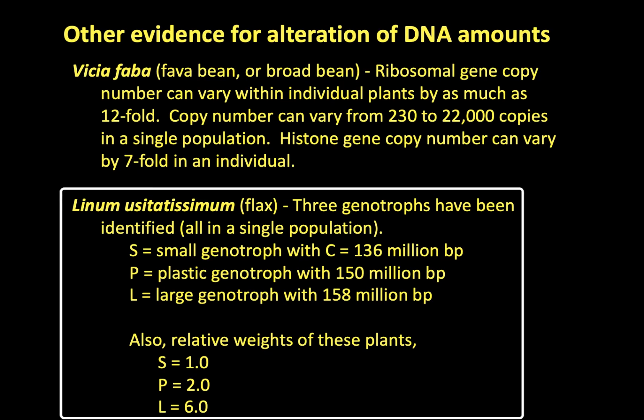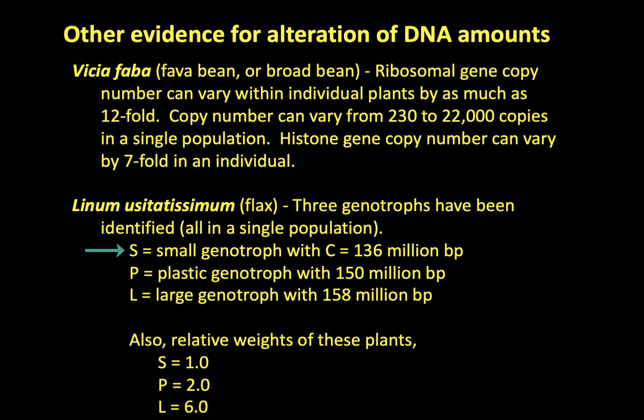Another interesting thing that has been found is in a different plant, Linum usitatissimum, which is flax, and flax is made into linen, so that's what linen is made out of, flax fibers. Flax seed you can buy to eat, and you can buy linseed oil for painting and other things. So it's a very useful plant crop. But 3 genotrophs have been identified, and these have the same genotype. They can be crossed, but the plants look somewhat different in a population.